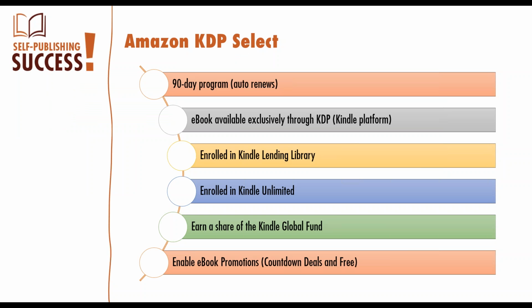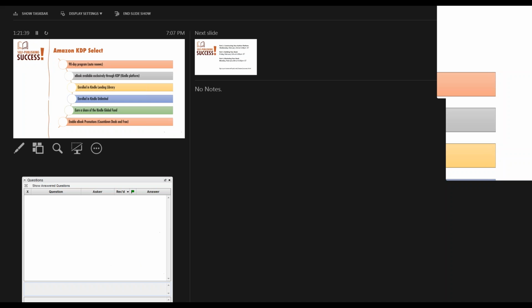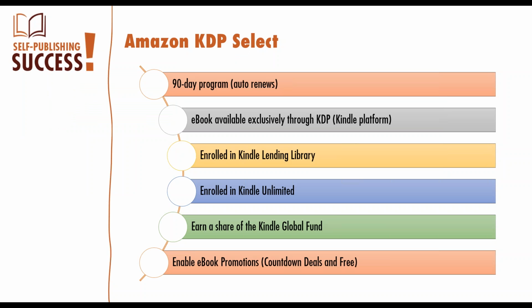You can pay Amazon $9.99 a month and be able to download a bunch of different ebooks for free. Any book that's enrolled in the Kindle Unlimited program, you can download that ebook for free if you're a member of the Kindle Unlimited program. So by enrolling in KDP Select, that enrolls your ebook in the Kindle Unlimited program.